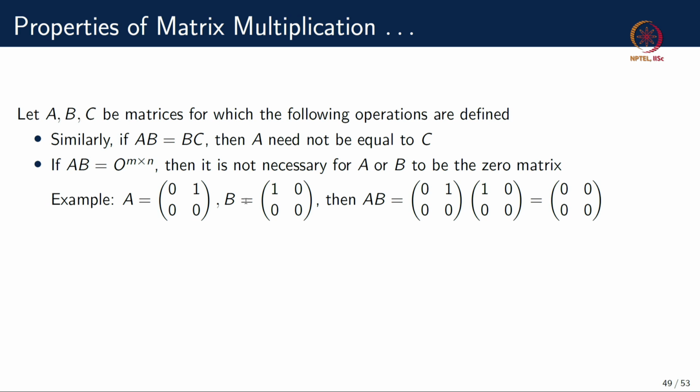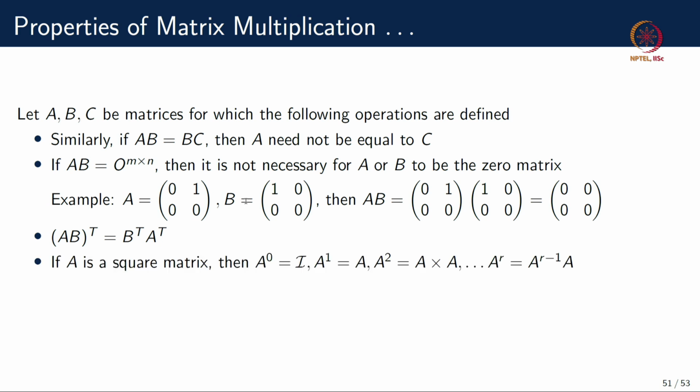Let us take the transpose. Transpose of product AB is equal to transpose of B multiplied by transpose of A. If A is a square matrix, then A to the power of 0 is equal to I, A to the power of 1 is equal to A, A squared is equal to A into A, and A to the power of R is equal to A to the power of R minus 1 into A.